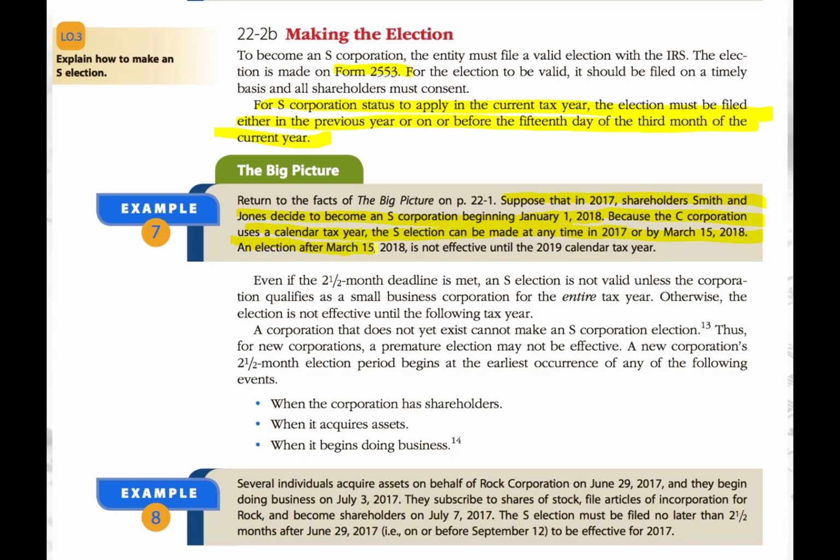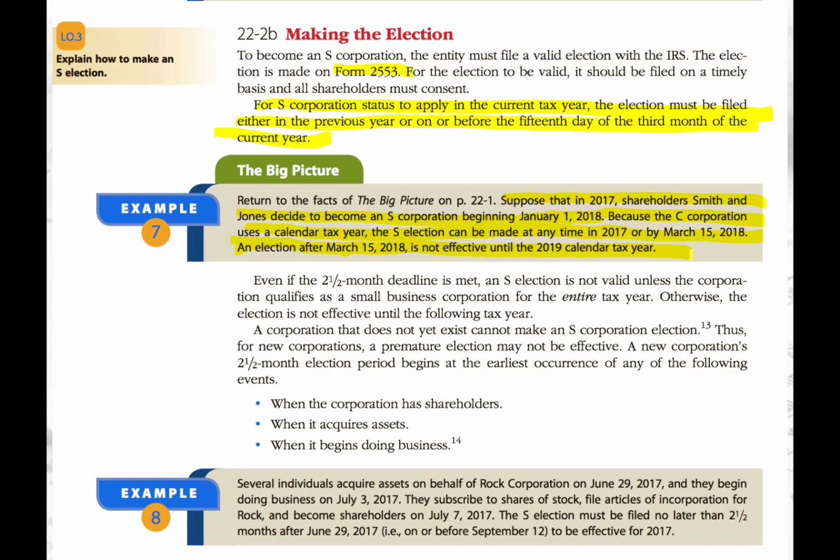And any election made after that is not effective until 2019. So they give them until the 15th day of the 3rd month of the current year in order to be treated as an S corporation in 2018 in that example. If they don't meet that cutoff, then they're not going to be able to be treated as an S corp until 2019. Or if they filed it in 2017, they'd be good for 2018.